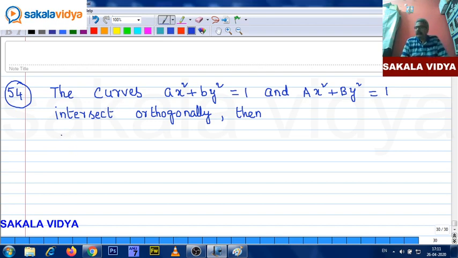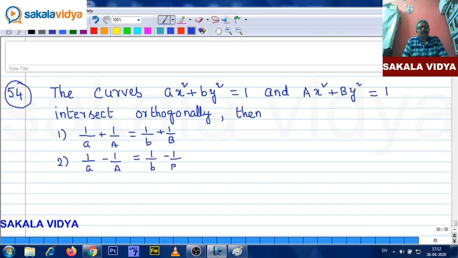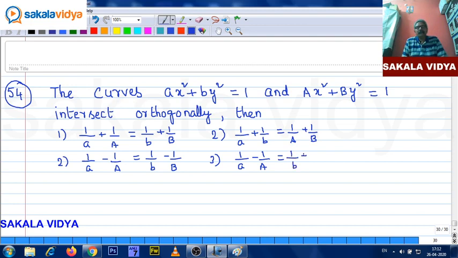First option 1 by a plus 1 by capital A equals to 1 by b plus 1 by capital B. Second one 1 by a minus 1 by capital A, 1 by b minus 1 by capital B. Now second option 1 by a plus 1 by b equals to 1 by capital A plus 1 by capital B. Third option 1 by a minus 1 by capital A equals to 1 by b plus 1 by capital B.